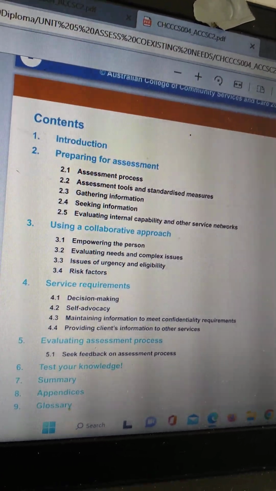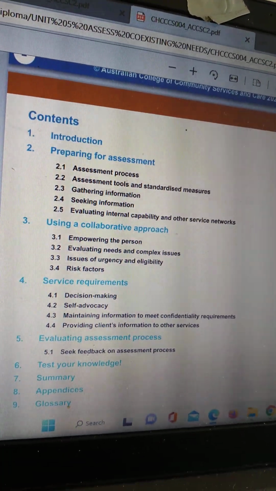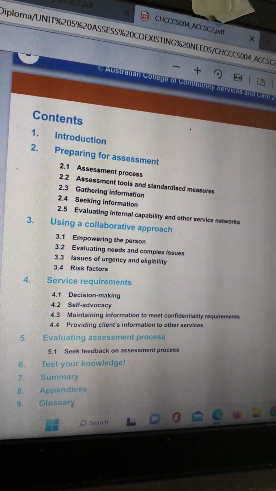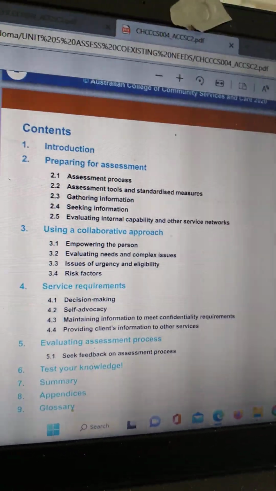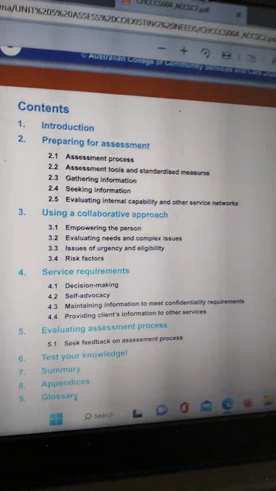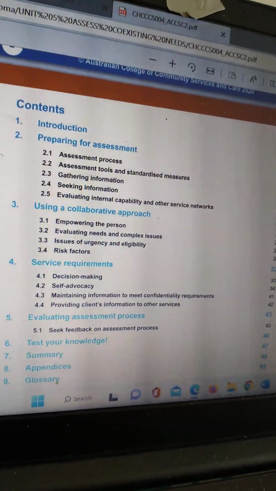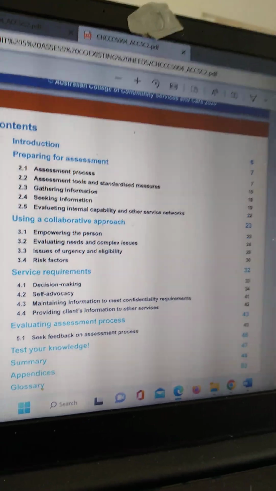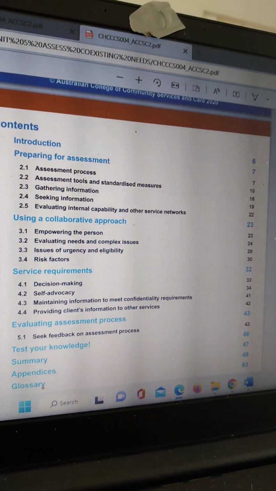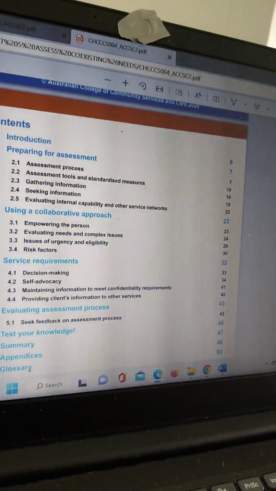3.1, empowering the person. 3.2, evaluating needs and complex issues. 3.3, issues of urgency and eligibility. 3.4, risk factors. Chapter 4, service requirements. 4.1, decision making. 4.2, self-advocacy. 4.3, maintaining information to meet confidentiality requirements. 4.4, providing clients information to other services.